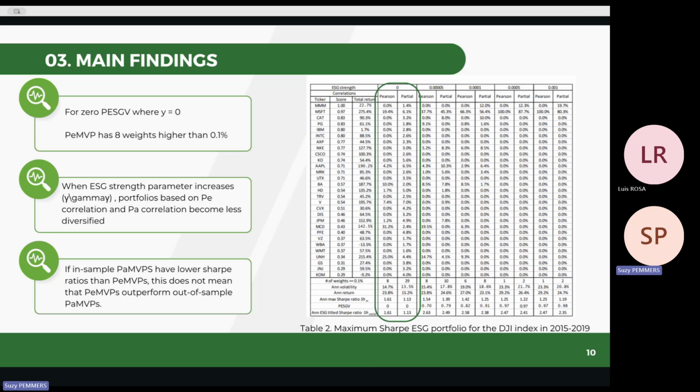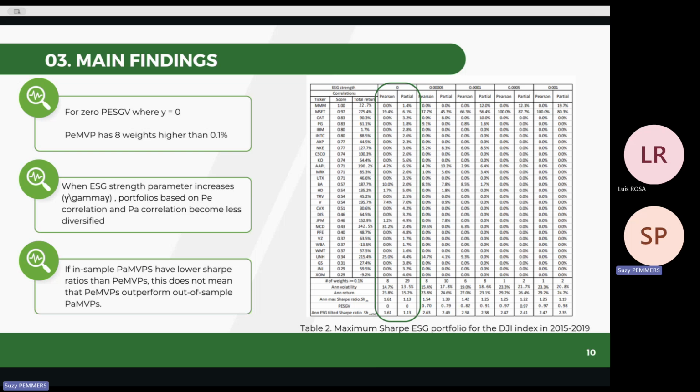So about the main results of the articles. Firstly, we have a comparison at a zero PESGV using the Pearson method. When we are using the Pearson method, we can see that we have only 8 assets that have a rate higher than 0.1%, making the portfolio less diversified, we can say.